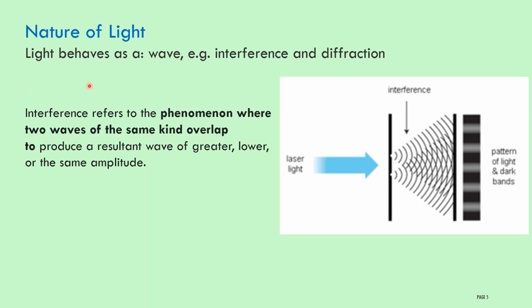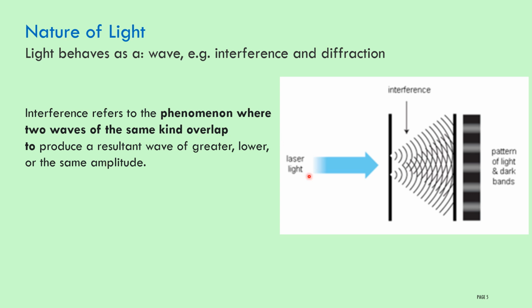Nature of light. Light behaves as a wave, for example, interference and diffraction. Interference refers to the phenomenon where two waves of the same kind overlap to produce a resultant wave of greater, lower or the same amplitude. Interference is the overlapping of the same kind of waves, which combine to form a wave. That resultant wave may have greater, lower or the same amplitude.